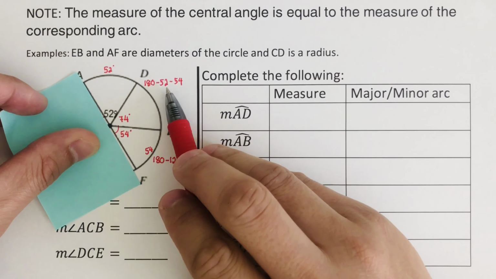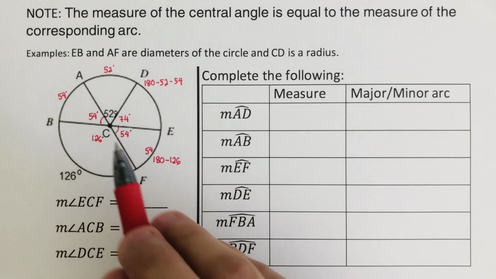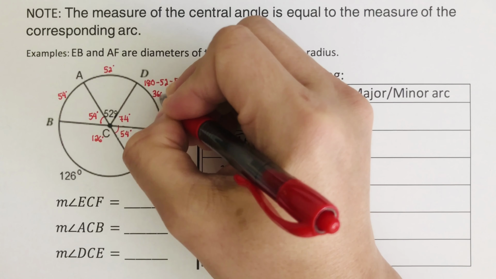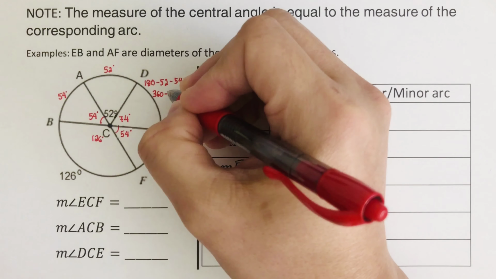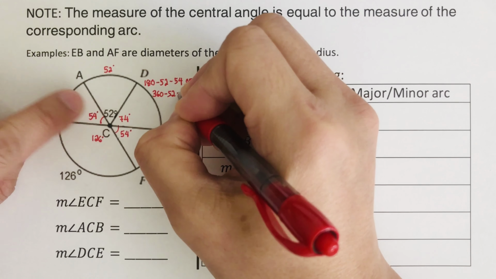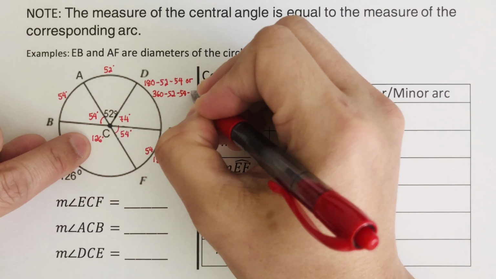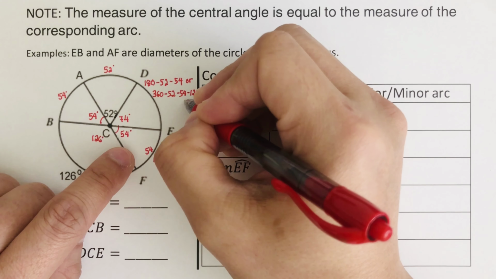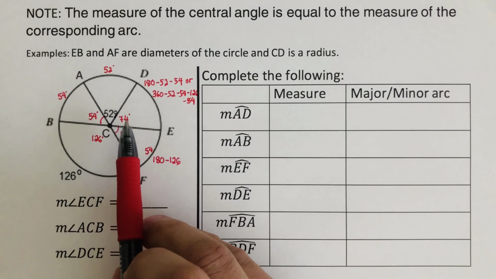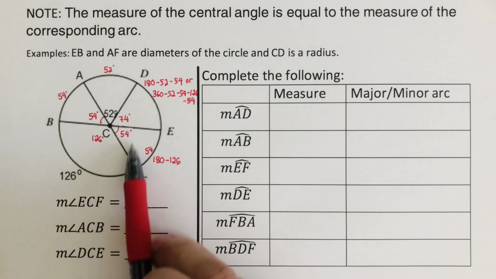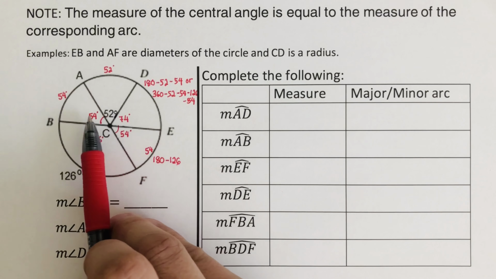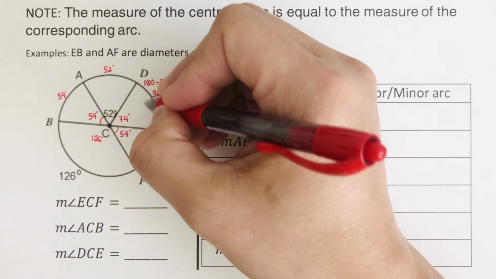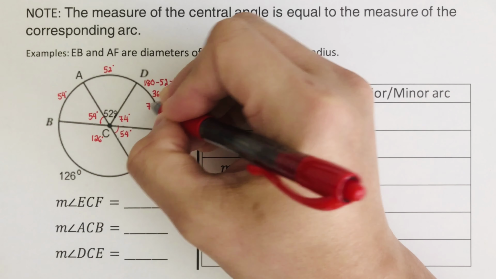The other way to find 74 is we know that the whole thing is 360. So I can go ahead and say 360 minus 52 minus 54 minus 126 minus 54. To get this part, the whole thing is 360, so that is 360 minus 52 minus 54 minus 126 minus 54. The same answer, we get 74. So this part right here, or this arc, is 74.